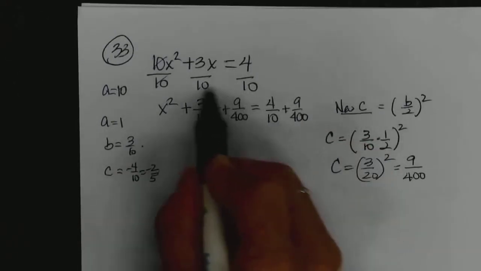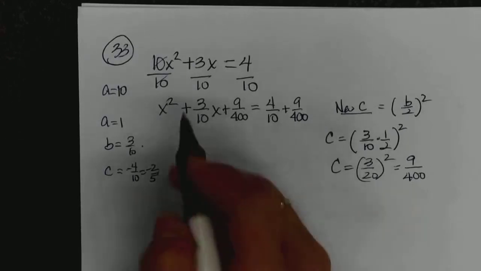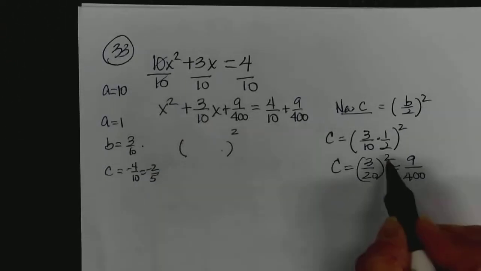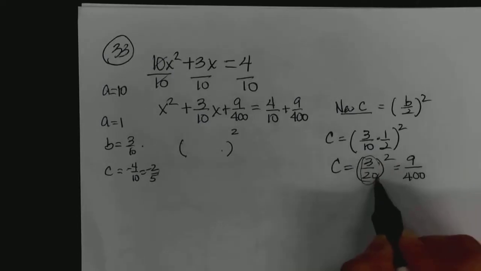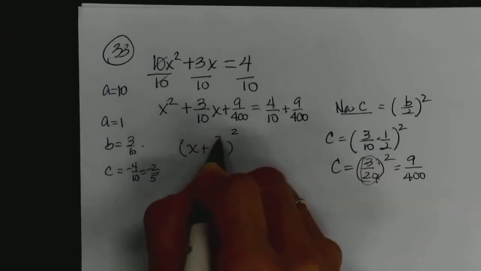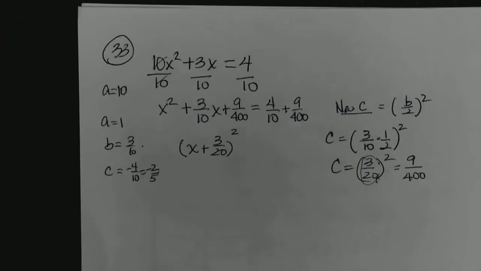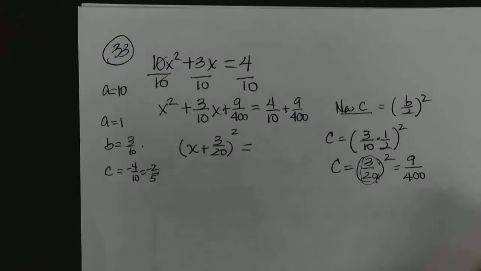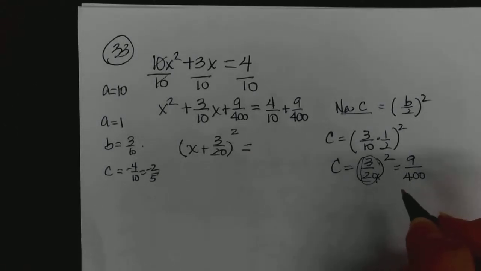Okay? Now this is a perfect square trinomial. So this factors to x plus half the b, which is right here, that's my 3 over 20. So it becomes x plus 3 over 20 quantity squared. That's what it factors to. It's a perfect square trinomial. Equals. Now I need a common denominator, right?